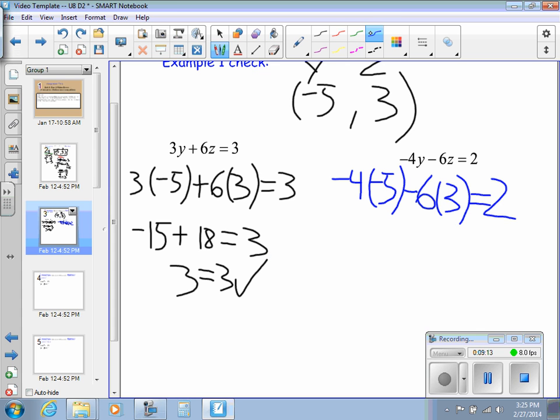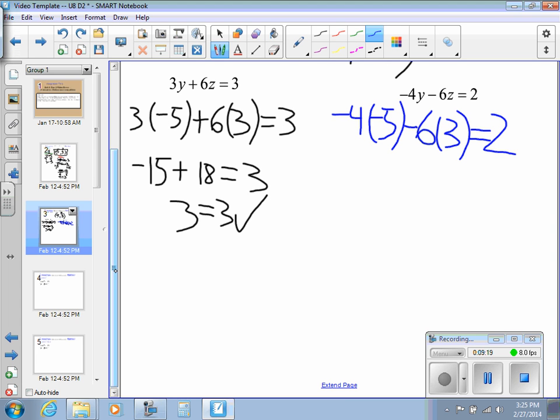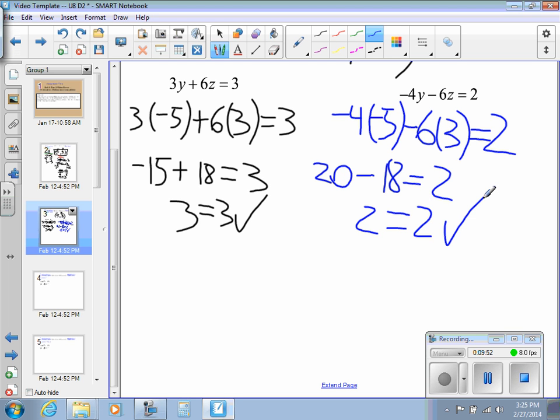So let's now try the other equation. Let's move this down a little bit. So now I've got negative 4 times negative 5. That gives me a positive 20. And then I have negative 6 times 3. So I've got minus 18 equals 2. And 20 minus 18 does, in fact, equal 2. So I have 2 equals 2. And this one also checks. As it checks in both equations, my answer was correct.